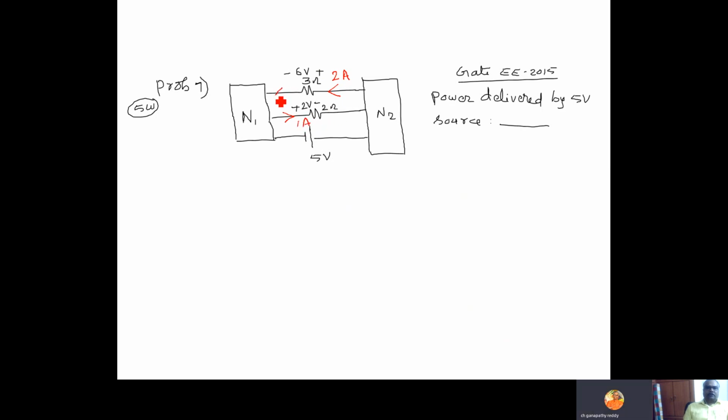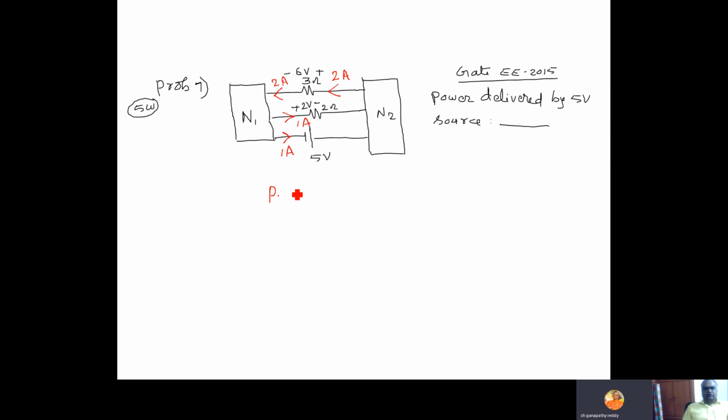So what is the current coming here? 2 amps. 2 is coming on this side, 1 is going here. The other 1 compulsorily should flow here. So when 2 is entering N1, a total of 2 amperes should go to N2; only then this 2 will come back. Whatever current goes, the same value should come back. If this is 1 compulsorily, this is 1, independent of this.